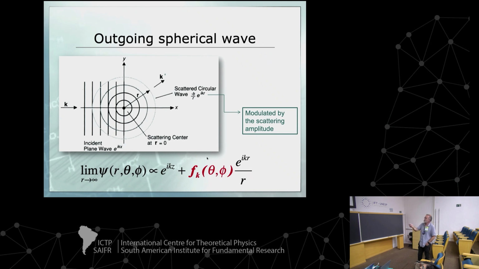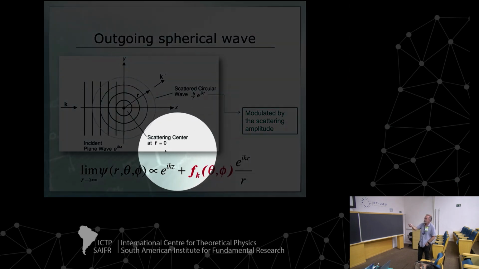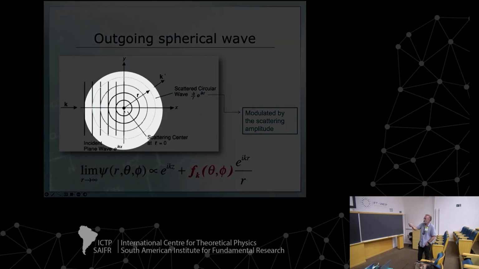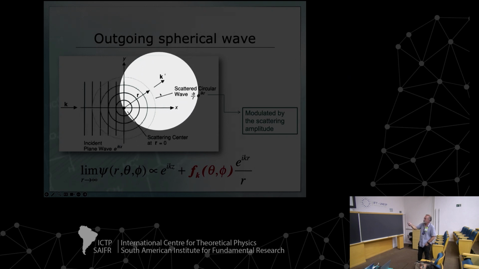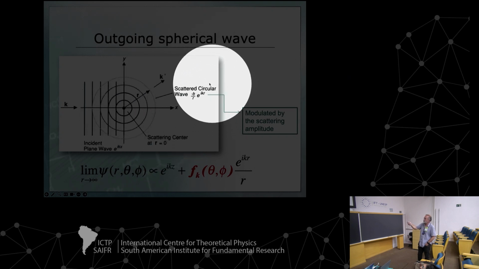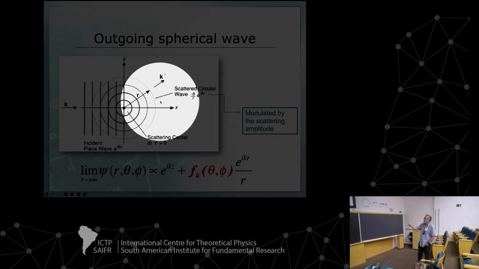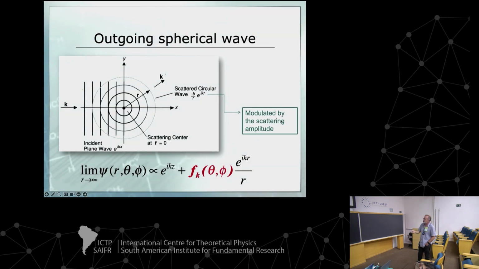And this is the schematic representation. Here you have the plane wave, it hits the scatterer, and a new wave comes out like that, scattered in all directions with this prefactor. A circular wave, right?